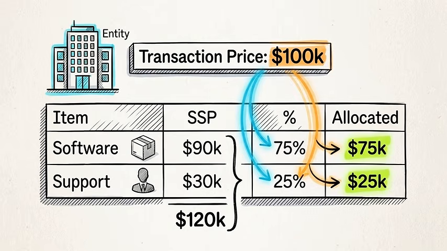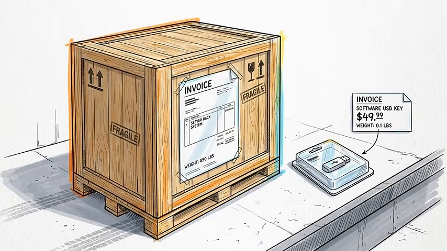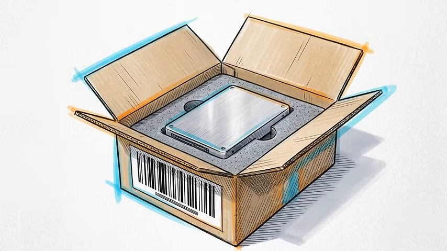Looking at this data table, we can execute the mathematical allocation for our previous software example. The estimated standalone selling prices are $90,000 for the software and $30,000 for the support, a 75 to 25 split. We then apply those percentages to our constrained $100,000 transaction price, yielding $75,000 allocated to the software and $25,000 allocated to the support. This pro rata allocation ensures the revenue attached to each deliverable perfectly reflects the standalone economic value of what the entity is actually transferring to the customer.